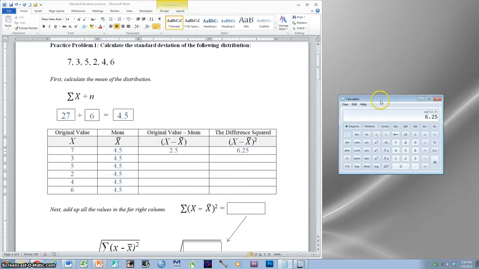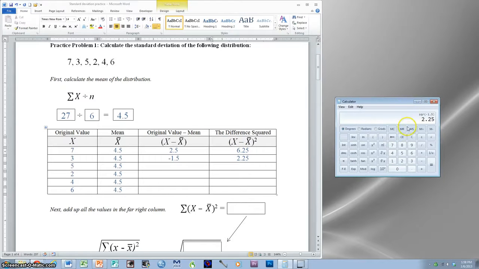I'll do one more together with you. So we have the original value is 3. We subtract the average, which is 4.5, which gives us negative 1.5. Then we'll square that with our square button. Now it's 2.25. And you might have noticed that it went from a negative number to a positive number. Any number squared is going to become positive. A square is just the number times itself. A negative times a negative is a positive. But that doesn't mean that two wrongs make a right, because it's math.